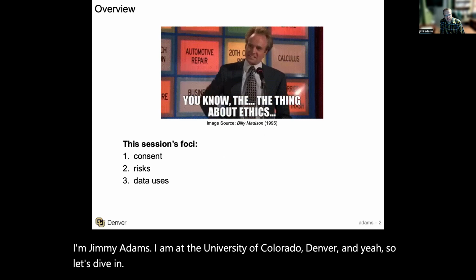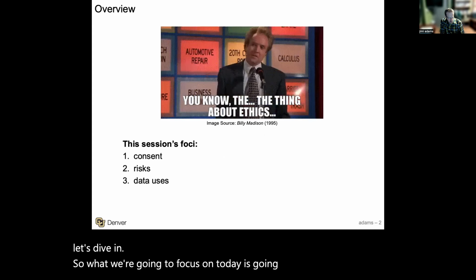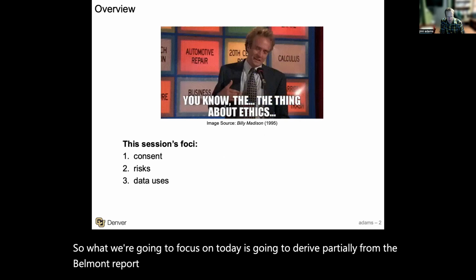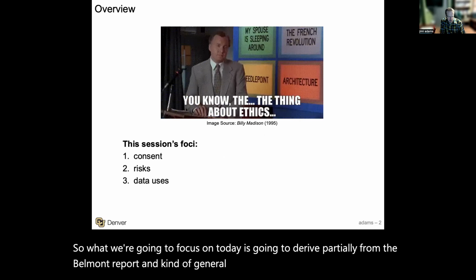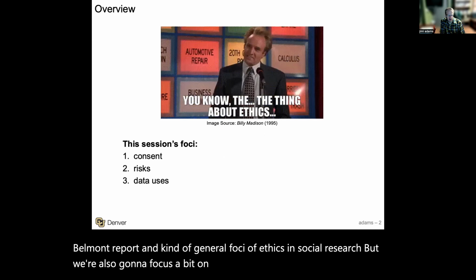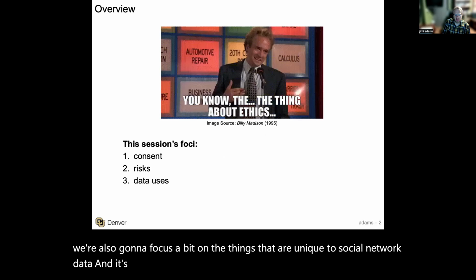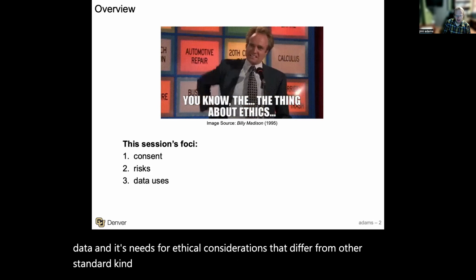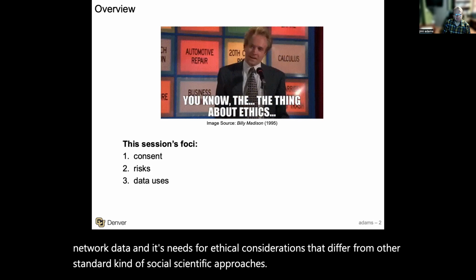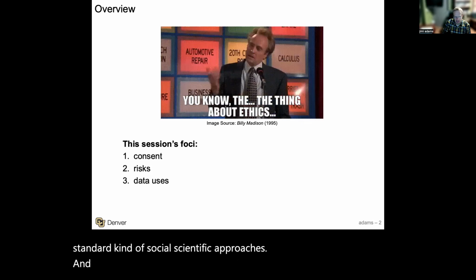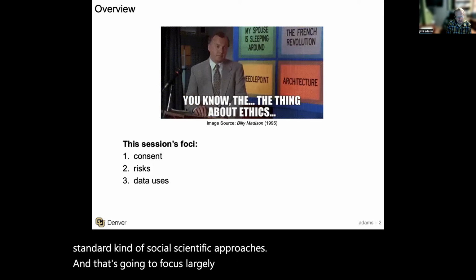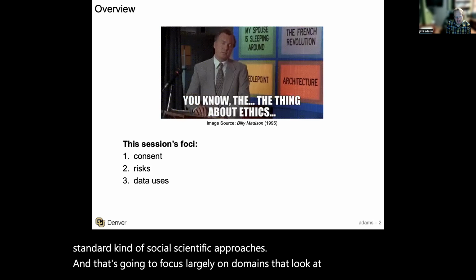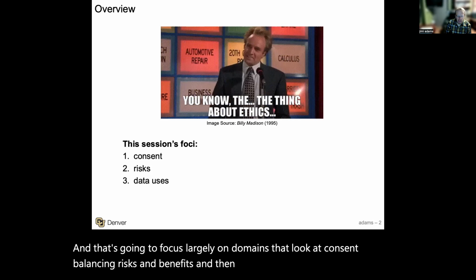So what we're going to focus on today is going to derive partially from the Belmont report and general foci of ethics in social research. But we're also going to focus a bit on the things that are unique to social network data and its needs for ethical considerations that differ from other standard social scientific approaches. And that's going to focus largely on domains that look at consent, balancing risks and benefits, and then the ways data get used.